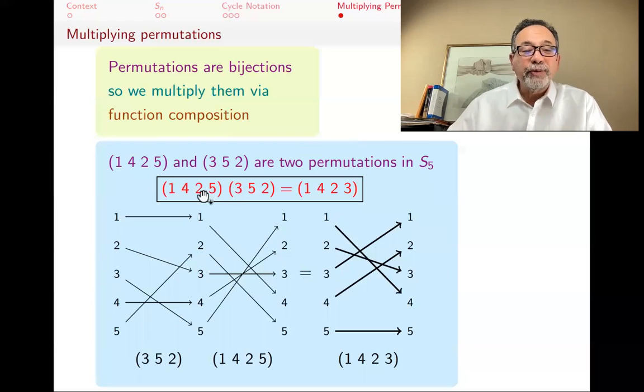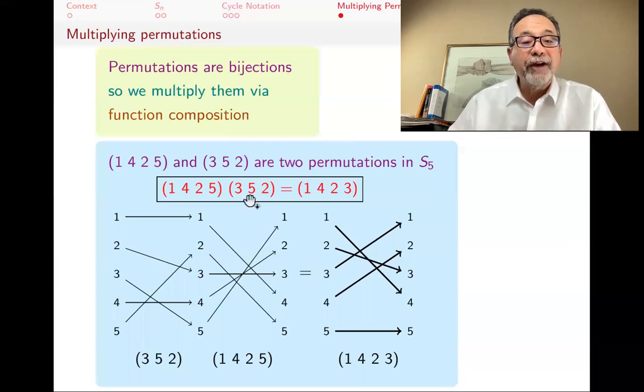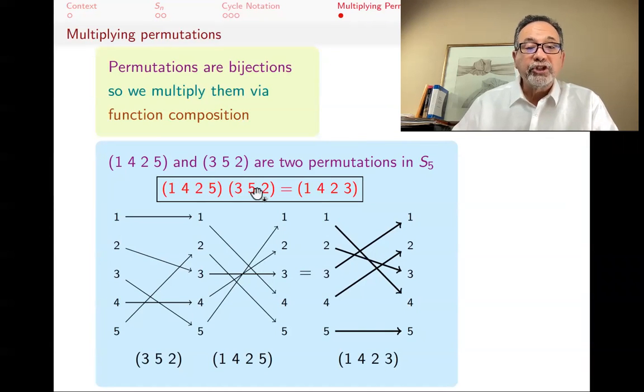Again, don't get confused by the order. This is the product of these two permutations, but when we think of them as functions, 3, 5, 2 goes first. We could do this product without drawing. You could just start here and say, well, where does 1 go? And you start with the permutation on the right, and you say, where does 1 go here? 1 goes to 1, and then what does happen to it? 1 goes to 4, so 1 goes to 4.